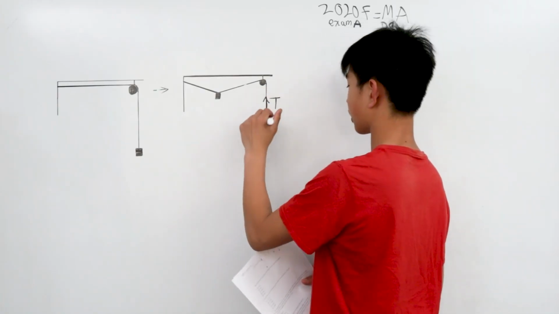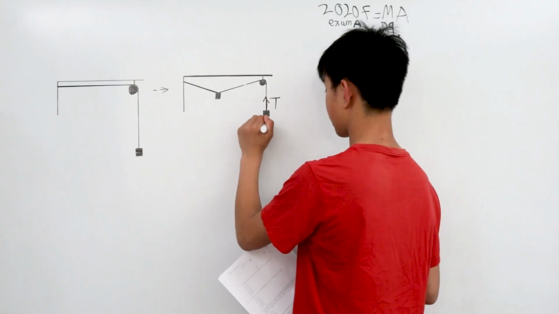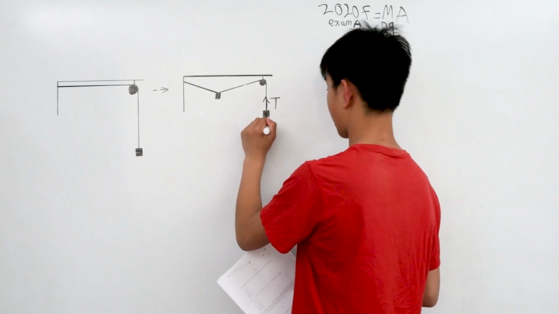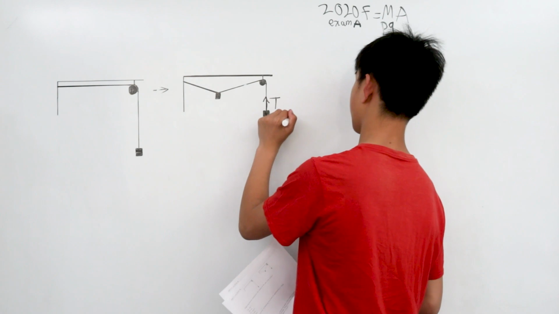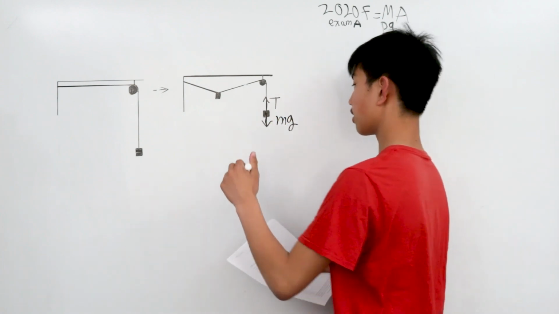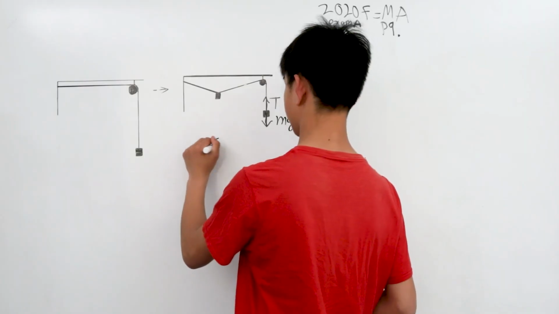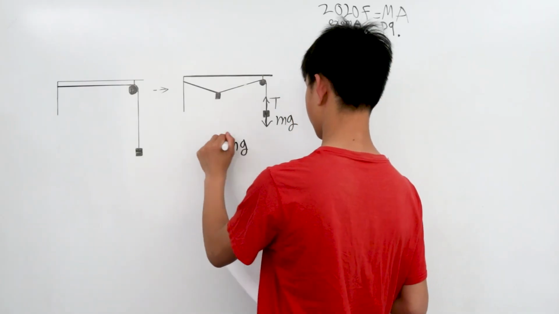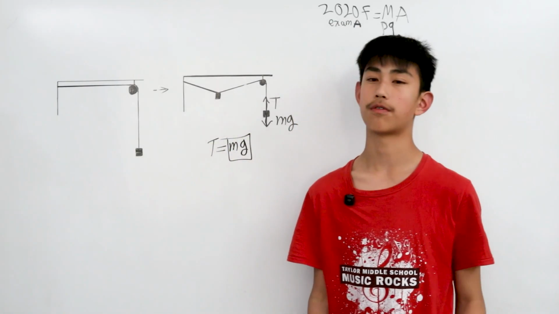This is the tension going up, therefore the tension has got to be equal to the downward force, which is simply mg. So in this case, the tension on this block, or at the end of the string, is T equals mg, or just mg as our answer for this problem.